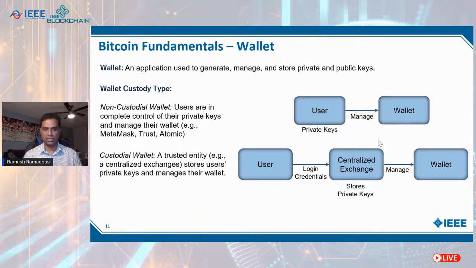Some of the examples are MetaMask, which is a non-custodial wallet. You can also create a custodial wallet, meaning you can sign up to an exchange. Coinbase is an exchange in the US, and you can log in and create an account with them using your email address and create a password. So there are two ways to create an account on a blockchain, Bitcoin or any other blockchain.